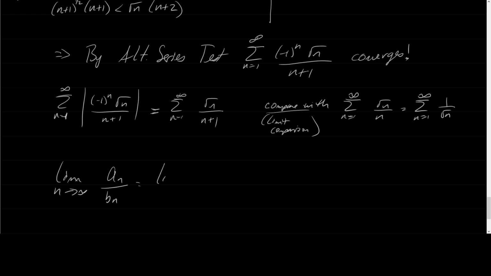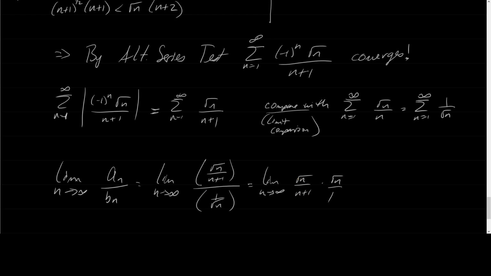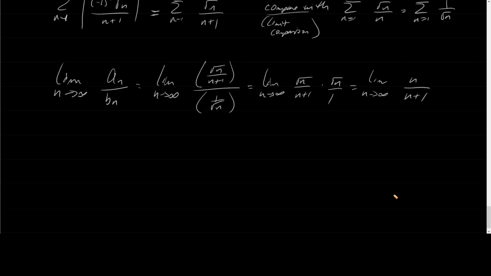So what I'm going to do here is I'm going to say the limit as n goes to infinity of this thing, that's our a sub n, the square root of n over n plus 1, over this thing, 1 over the square root of n. So we get the limit as n goes to infinity of, well, we're dividing by a fraction. That means multiplied by the reciprocal. So at that point, radical n times radical n is just n, right? So I have n over n plus 1 with that limit as n goes to infinity.